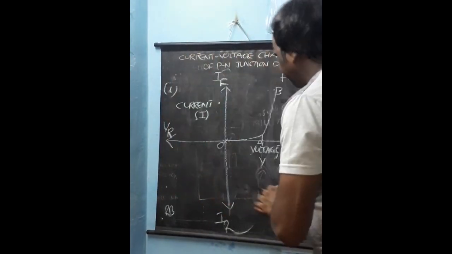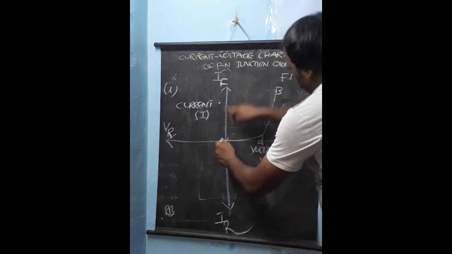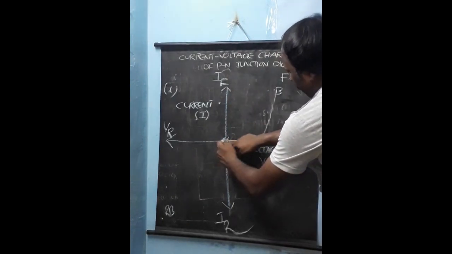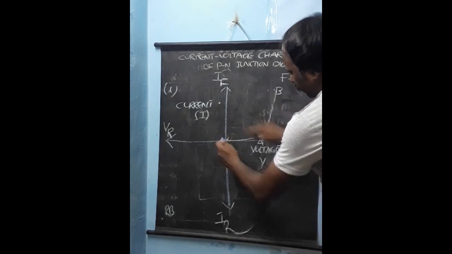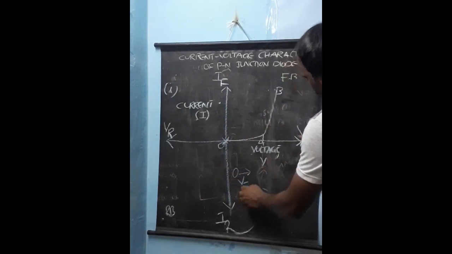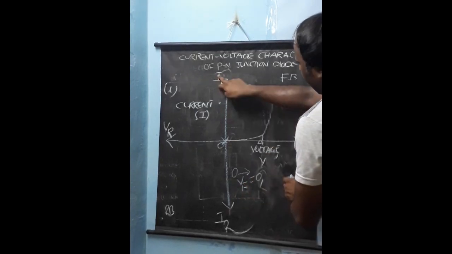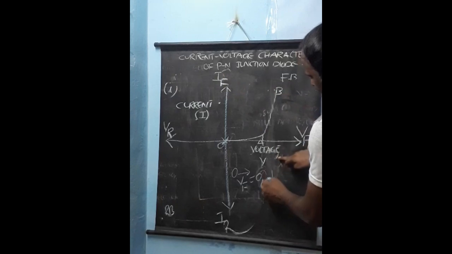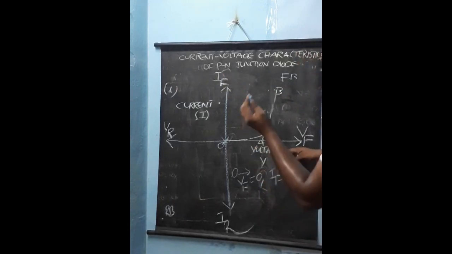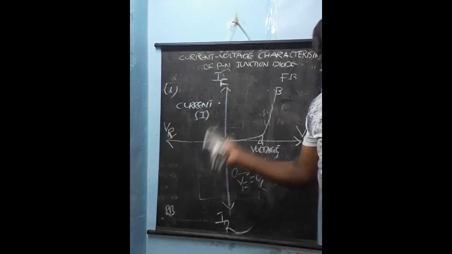First point is at O, voltage is 0, current is also 0. So at point O, VF, forward voltage is 0 and IF, forward current is also 0. So the voltage is 0 and current is also 0 at point O.